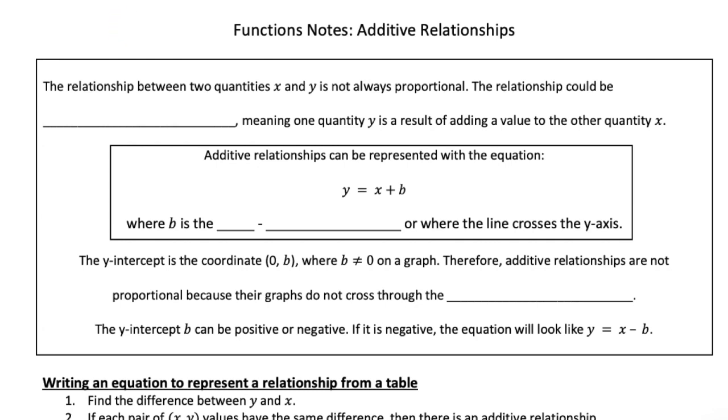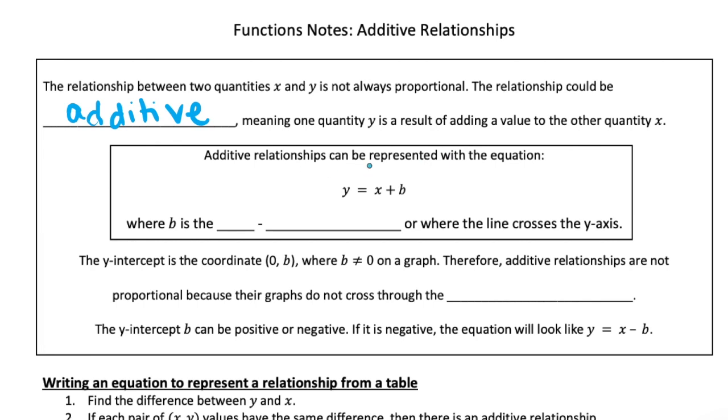Today we're looking at functions part 2, where we're focusing on additive relationships. The relationship between the two quantities x and y is not always going to be proportional like we were seeing previously. Their relationship could be additive, and that means that the quantity y is a result of adding a value to the other quantity x.